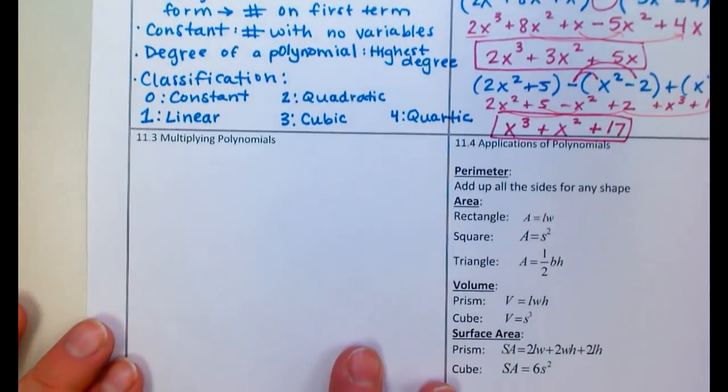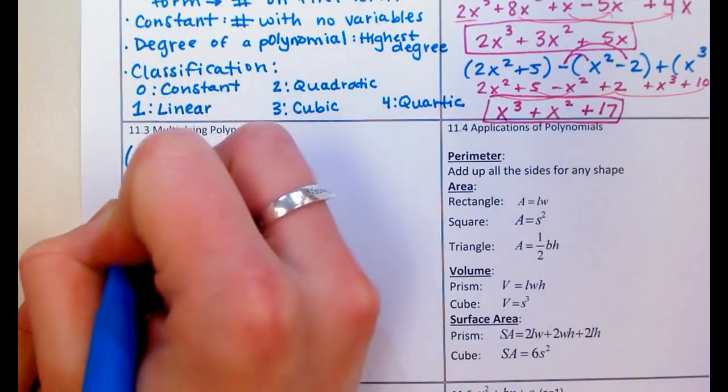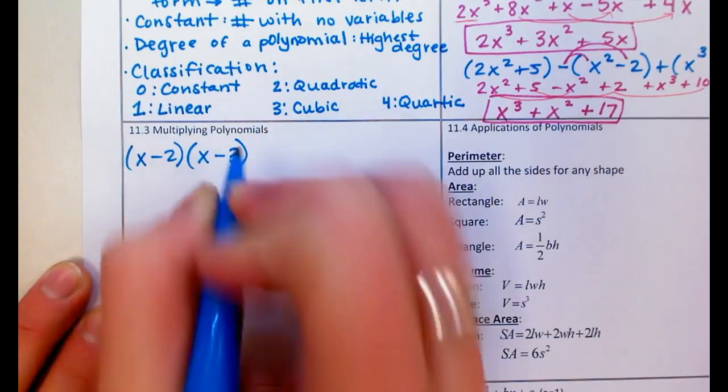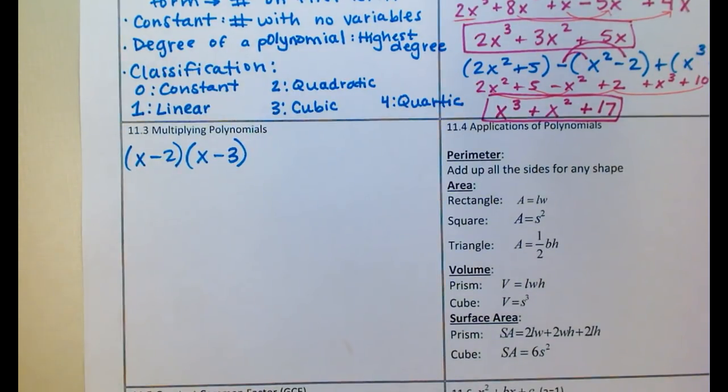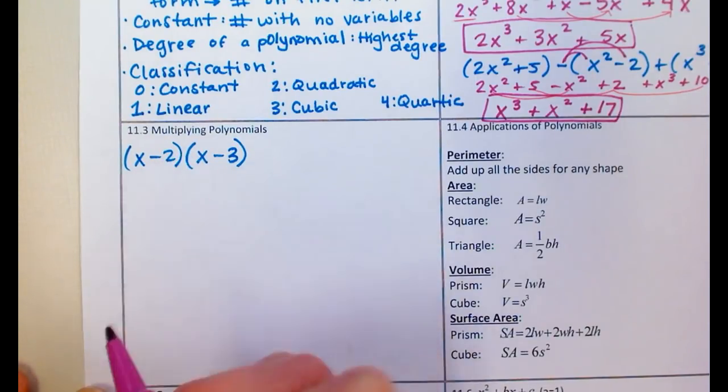Okay, next in 11.3, we multiplied polynomials. We started with two binomials like x minus 2 times x minus 3. For this one, we distributed to all the terms. Notice there's no plus sign here. That's how I know this is multiplication, because these are butting up towards each other.